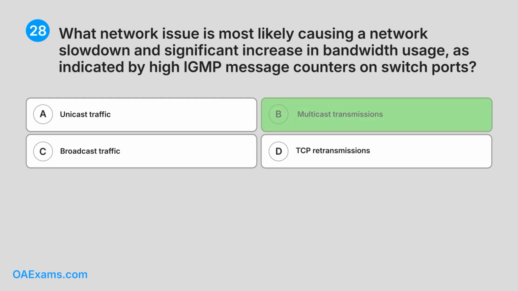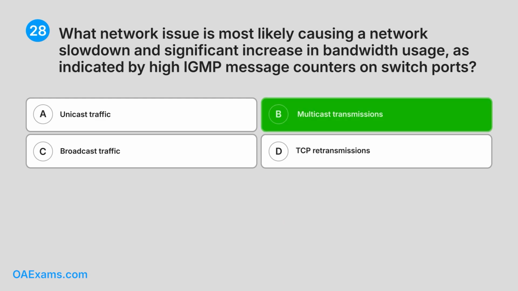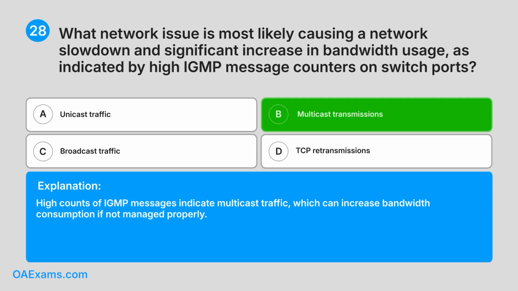Correct answer, B. Multicast transmissions. Explanation. High counts of IGMP messages indicate multicast traffic, which can increase bandwidth consumption if not managed properly.